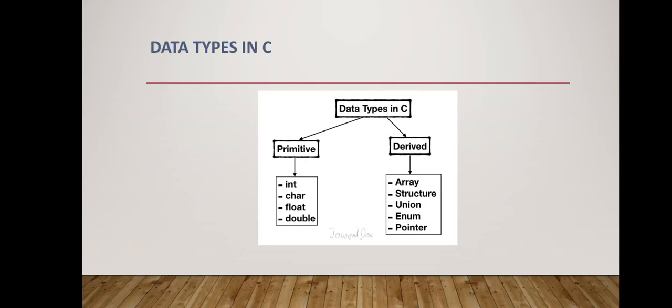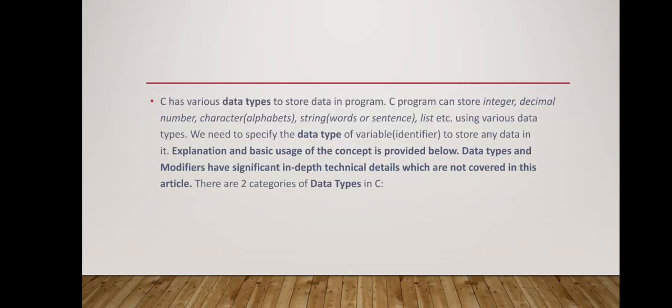Data types in C: primitive and derived. Primitive: int, char, float, double. Derived: array, structure, union, enum, and pointer. C has various data types to store data in a program. A C program can store integer, decimal number, character, string, list, etc. Using various data types, we need to specify the data type of a variable to store any data in it.